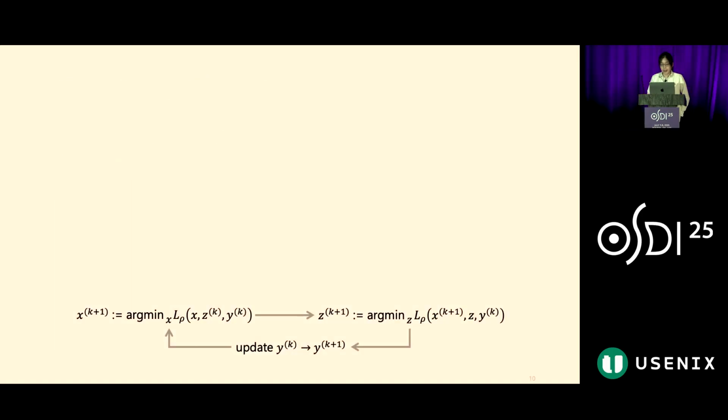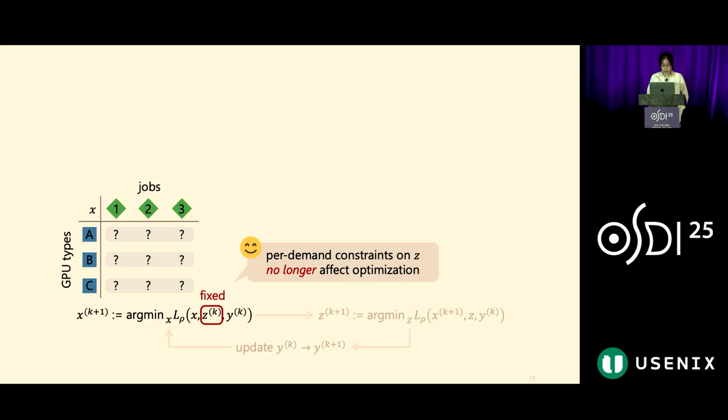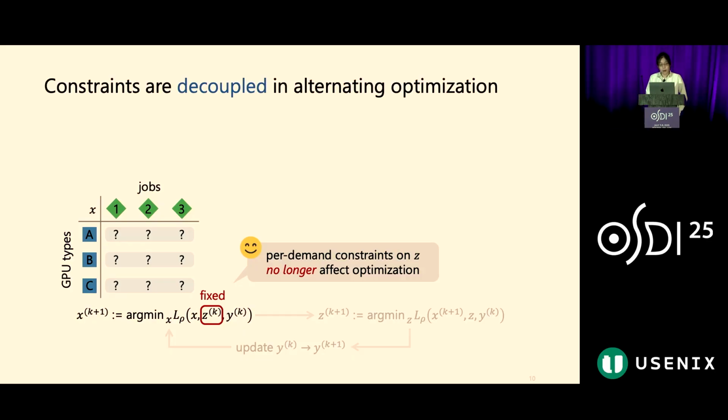Since the algorithm alternates between optimizing x and z, let's take a closer look at the optimization of x first. And the optimization of z follows a similar process. When optimizing x, the value of z is fixed. This means all the demand constraints on z no longer affect the optimization. We can also see this in the allocation matrix X, where the per demand constraints have disappeared. So overall, the constraints have been decoupled during ADMM alternating optimization.